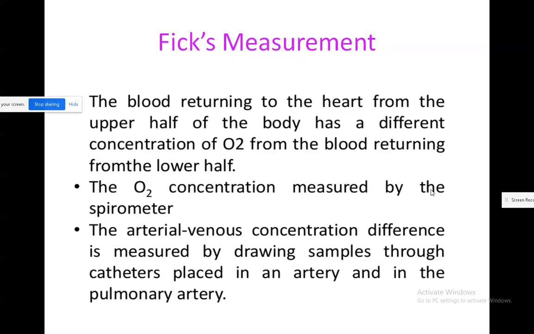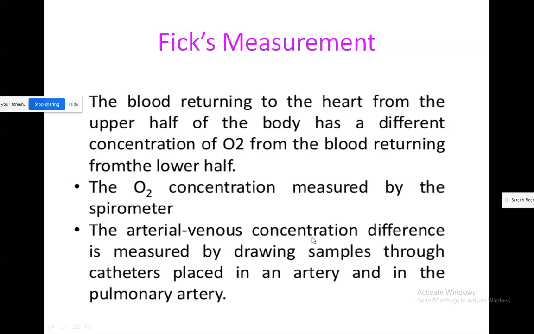Upper part means from the head to the heart. The oxygen concentration is measured by the spirometer. The oxygen level in the blood will be measured by the spirometer. Spirometer is a device which will be measuring the oxygen concentration in blood.